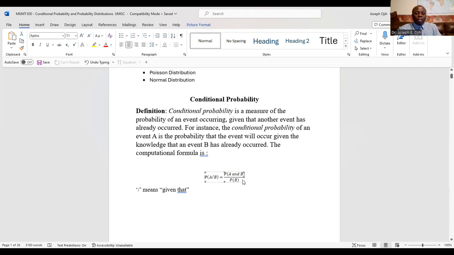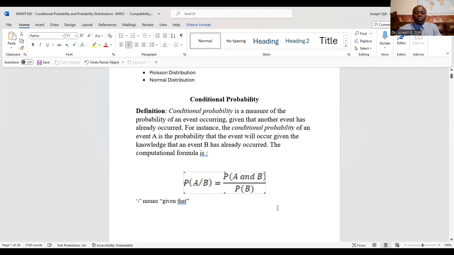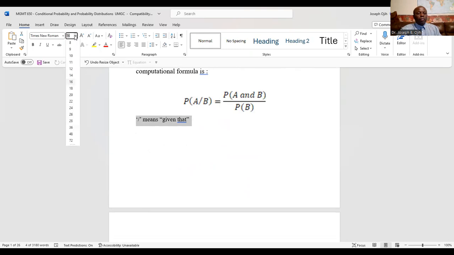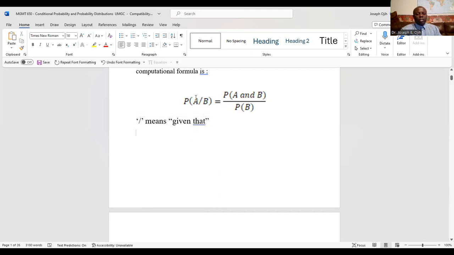Now, we have it in different areas. For example, getting a job, if A is the probability of getting a job, and B is the probability that you have a degree. Therefore, the conditional probability of A given B is the probability of A and B divided by the probability of B. So, probability of getting the job, given that you already have a degree. See, given is the condition. And normally we use this forward slash to show that given. Let's see it right here. See the forward slash. That is how you know that it is a conditional probability, when they say given.